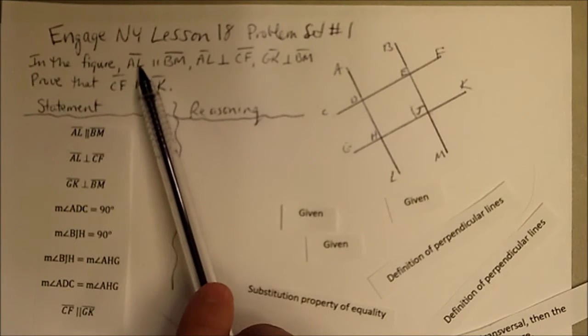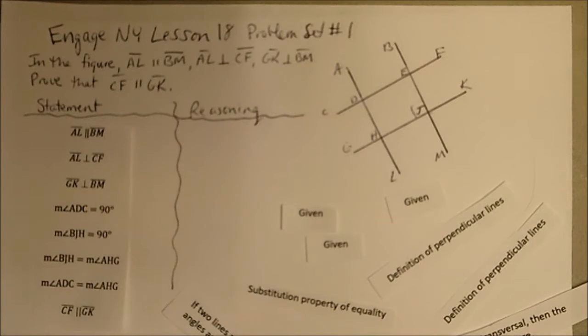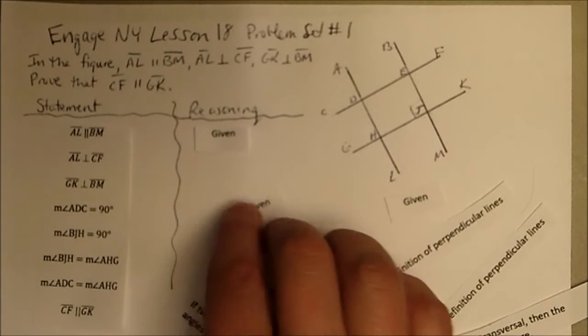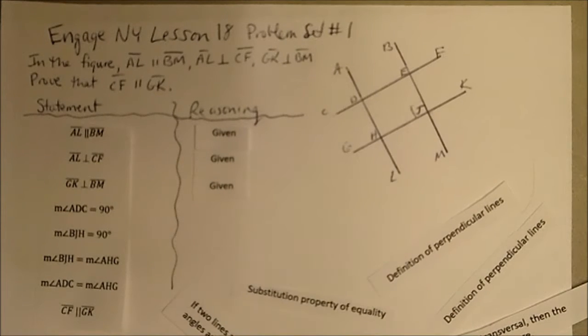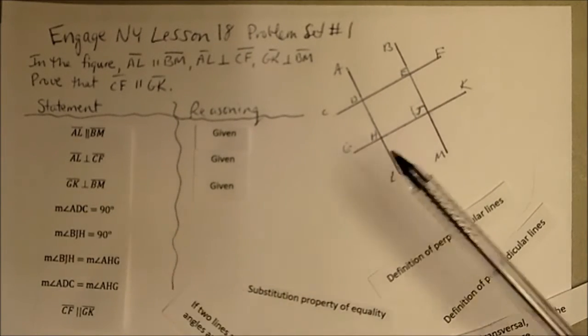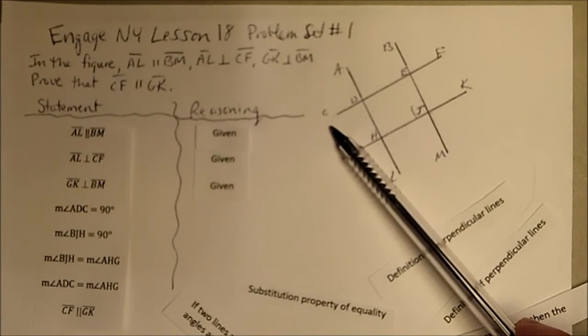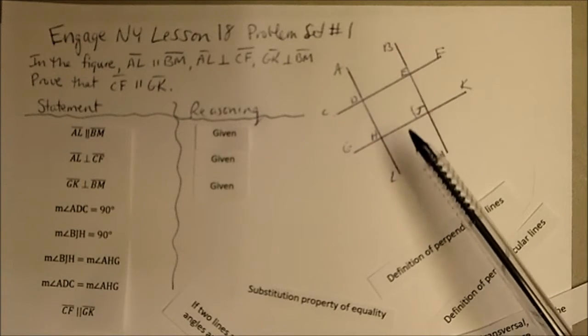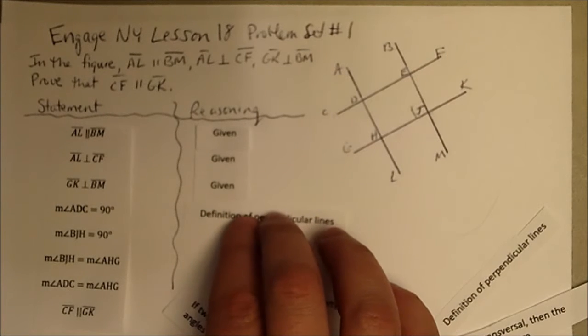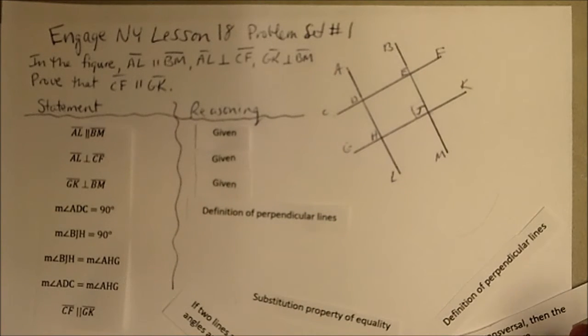In this case, AL is parallel to BM, so we have that as a given. We also have that AL is perpendicular to CF as a given, and that GK is perpendicular to BM. Now let's see what we can figure out from the information we have. One is that the measure of ADC is equal to 90 degrees. How do we know that? We know that because of our given that AL is perpendicular to CF, and the definition of perpendicular lines is that they have a 90-degree angle where they meet.